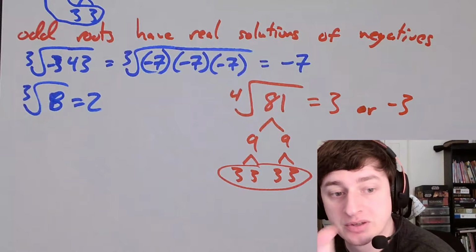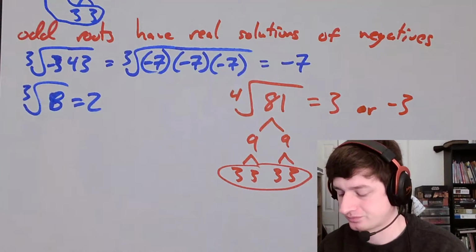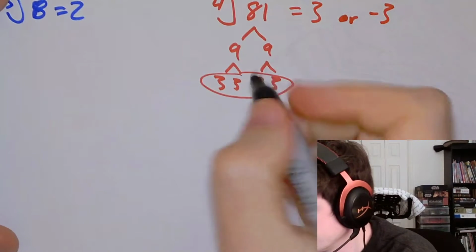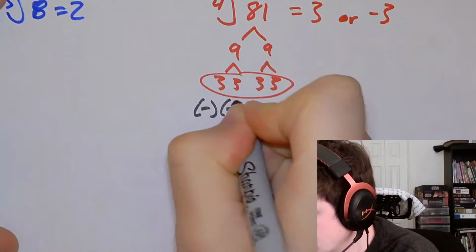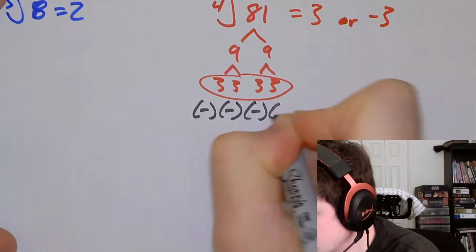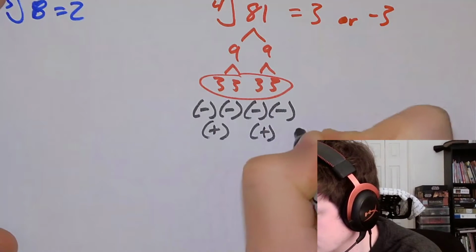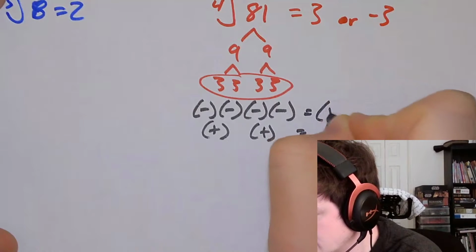Because if we do a negative times a negative number, and a negative times a negative number, this is going to be a positive number times a positive number. So this is just a positive number.